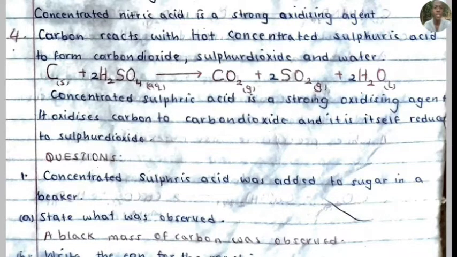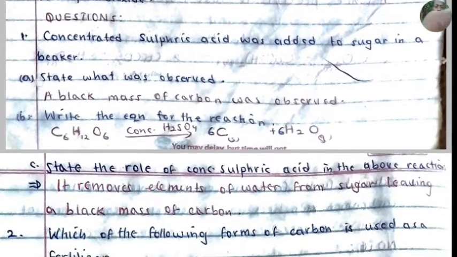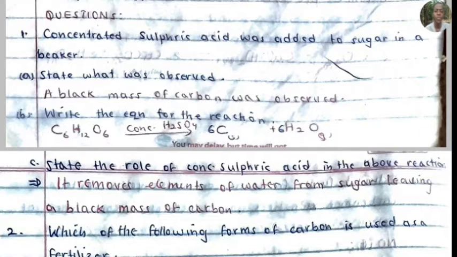Now, from what we have seen, let us take an example of these questions. You can copy the questions and give us the answers. In case you fail any of them, you can write it in the comment section. Number 1: concentrated sulfuric acid was added to sugar in a beaker. State what was observed. This one we looked at in lesson 1 and lesson 2, and then you write the equation for the reaction.